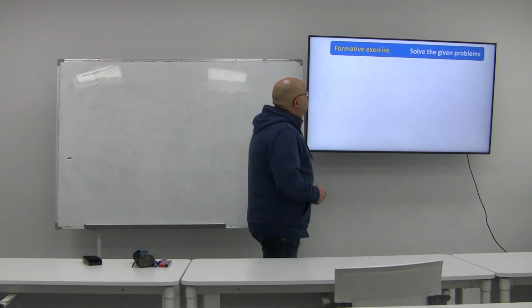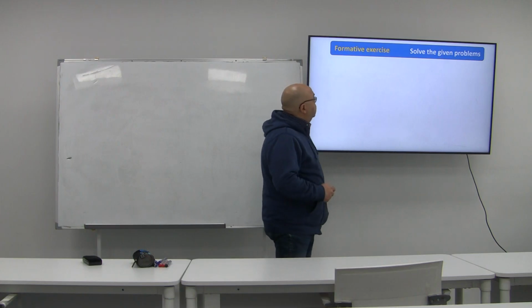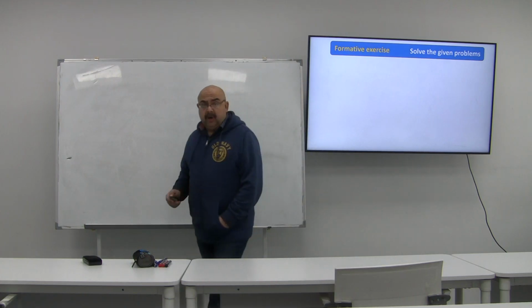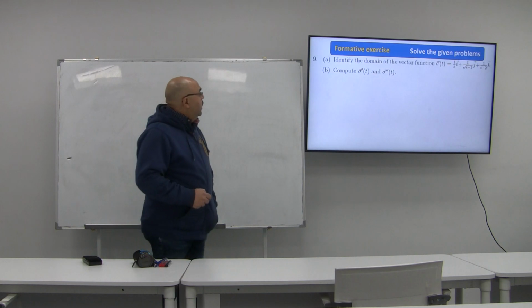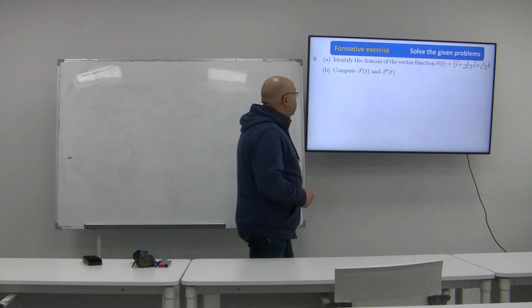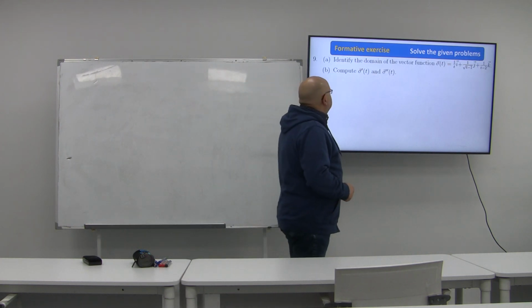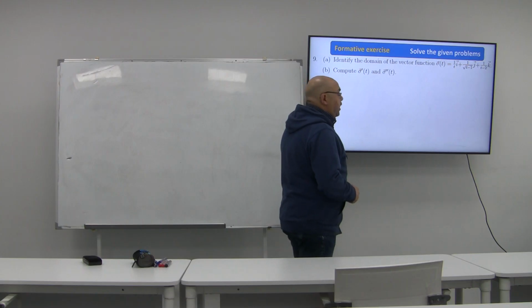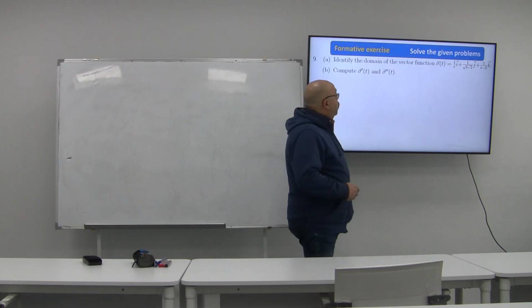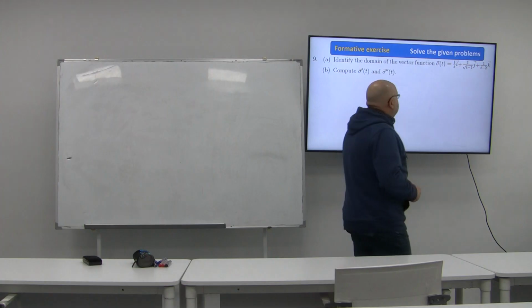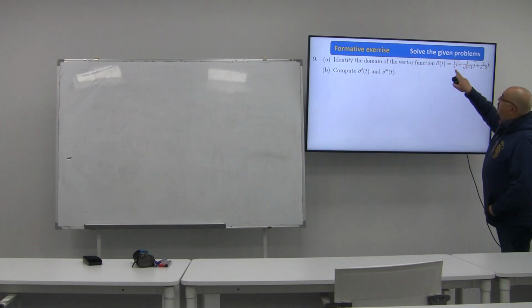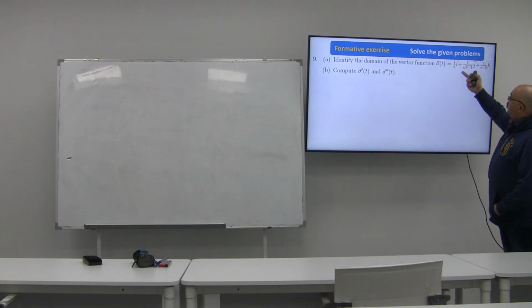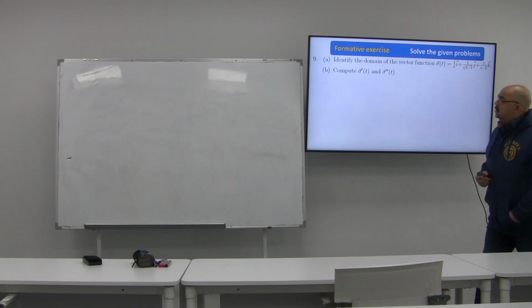I would like to start with this formative exercise. We plan to have it today. This is very, very simple. The first one is asking you to identify the domain of rho of t, where rho of t is equal to 1 over t in the i direction, plus 1 over root of t minus 1 in the j direction, plus 1 over t minus 2 in the k direction.